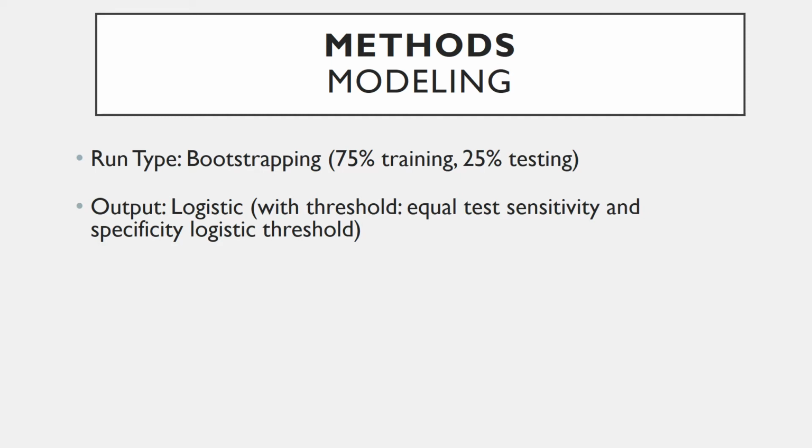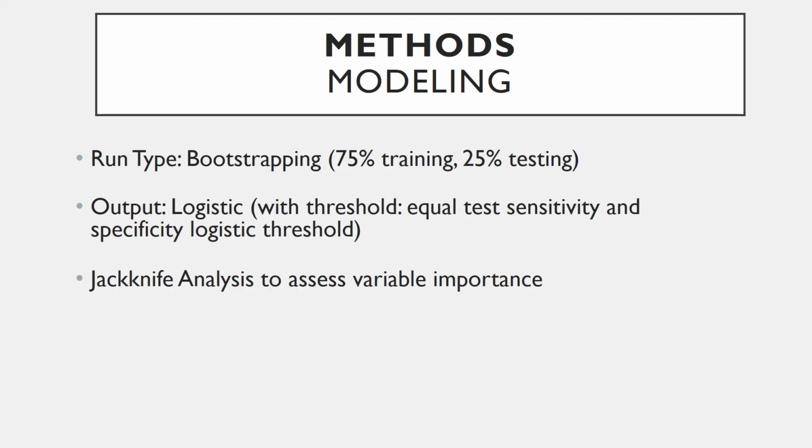For output, we chose the logistic output, so this gives you a map of your study area, and it assigns each grid cell a value from 0 to 1 of increasing habitat suitability, because we did want to see what areas our model was falling out as most suitable for the species. However, we also wanted to create a binary map of suitable and unsuitable habitat so that we could give that to our funding agencies. And so we chose the equal test sensitivity and specificity logistic threshold to do this.